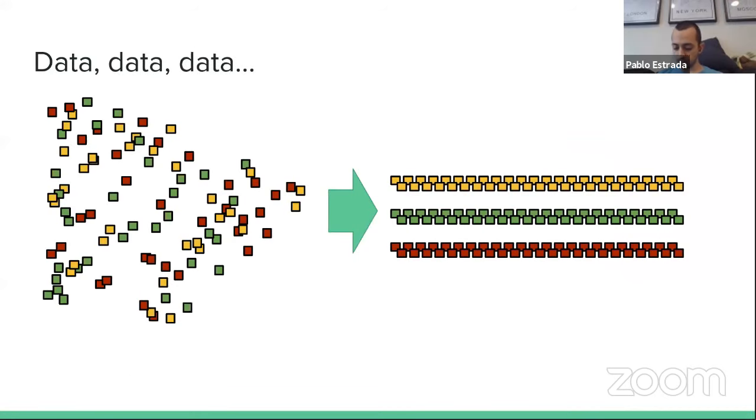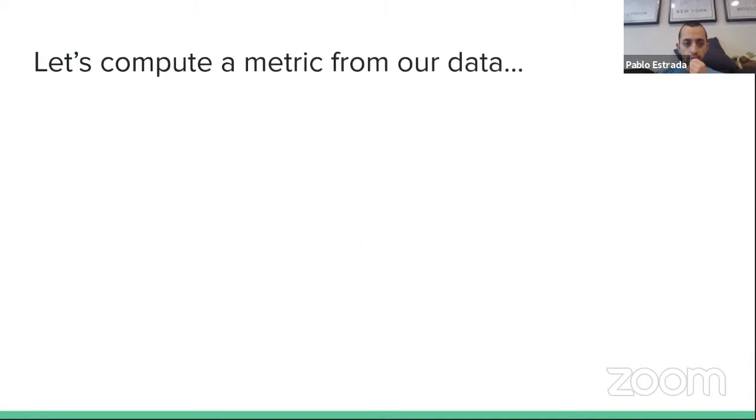And so what we currently have in our Beam pipeline is all these Python dictionaries flying around in our cluster, and we want to be able to take the data that belongs together and analyze it together, right? So we want to take the data for each state and group it together. So let's go and compute a metric from our data.